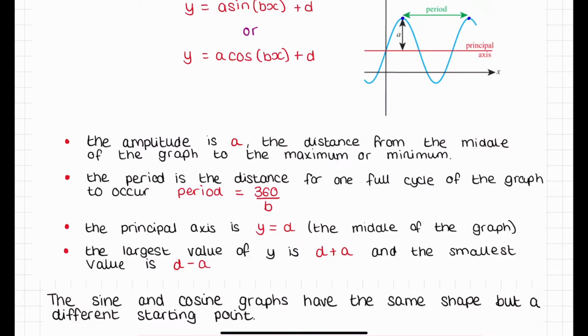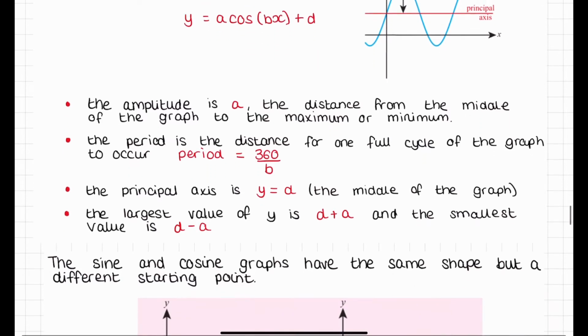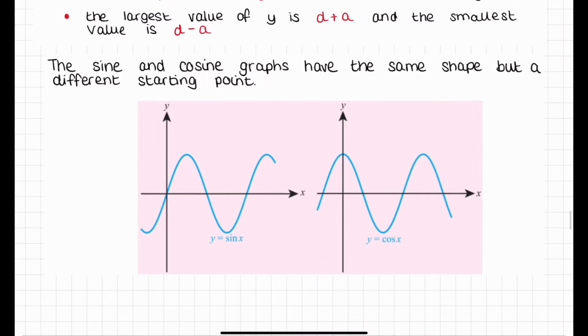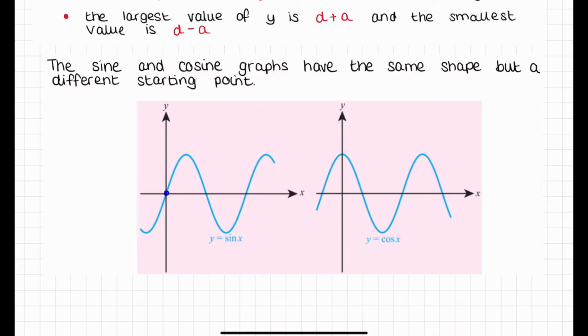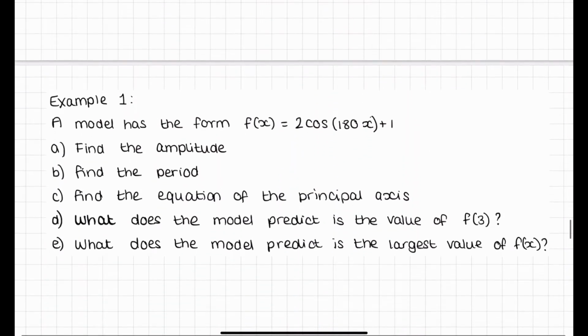The sine and cosine graphs have the same shape, but the only difference is they have a different starting point. So a sine graph starts on the y-axis. So it starts here. The middle of the graph is on the y-axis. It could be moved up or down depending. A cos graph, the y-intercept is at the maximum or the minimum depending how the equation is formed. So for sine, the graph starts in the middle of the graph, and for a cos, it is at the maximum or the minimum.